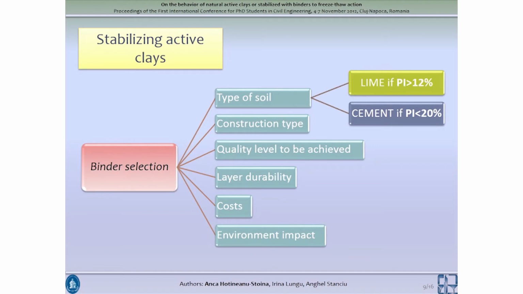Also we have to consider the construction type. If it's not such a light structure, we will choose a smaller percentage of binder. The quality level to be achieved, the layer durability, the costs, and of course the environmental impact, because there are some binders that can affect the agriculture.